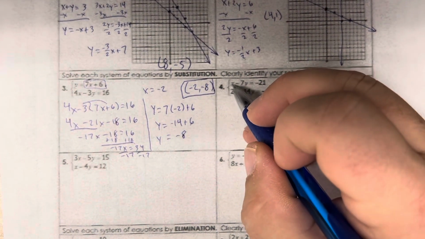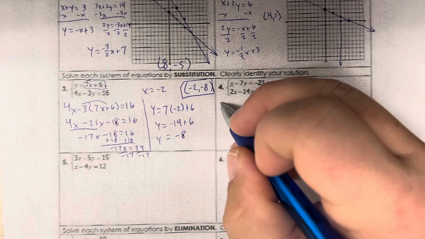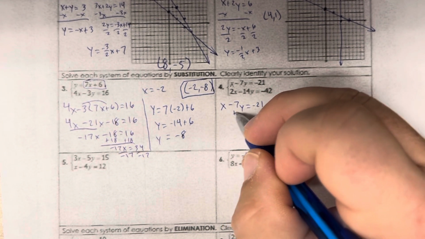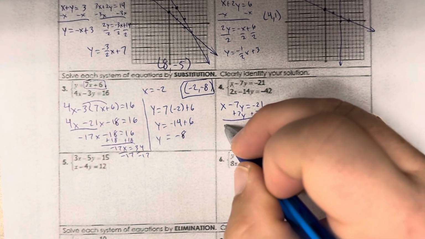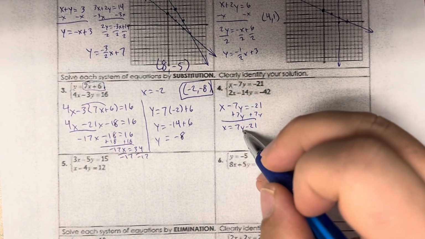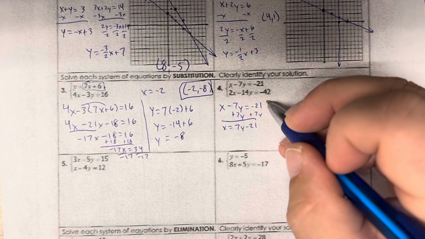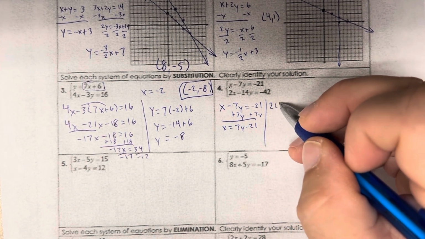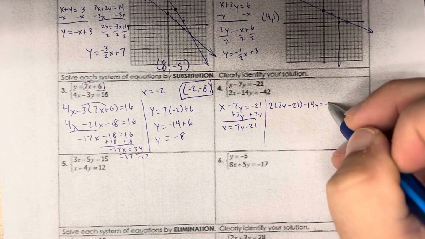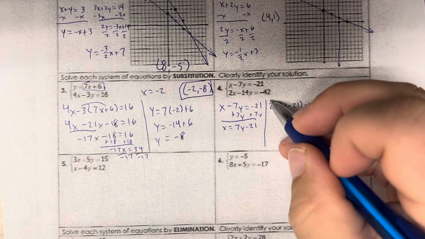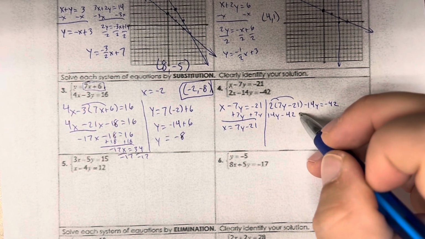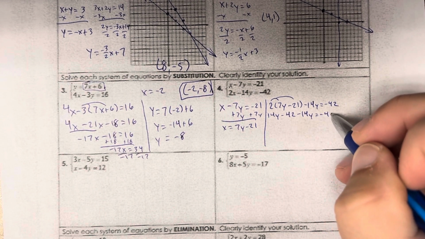On this one, the x is the one with a 1 in front, and so we're going to solve for that x. So we'll add the 7y over. And then we're going to plug that into the other equation. And so 2 times (7y minus 21) minus 14y is equal to negative 42. We'll distribute that 2, so you get 14y minus 42 minus 14y is equal to negative 42.